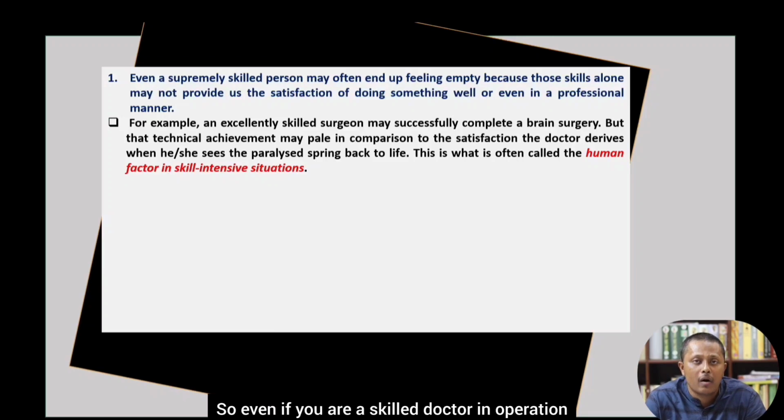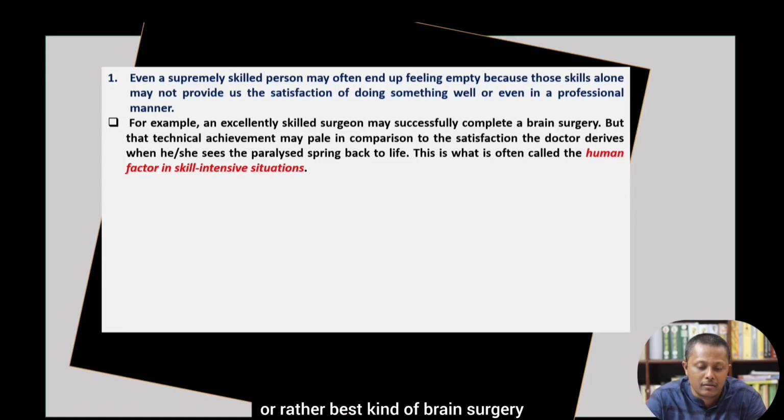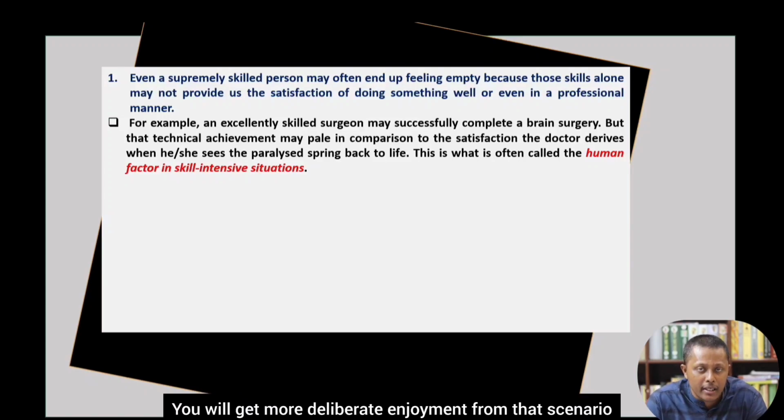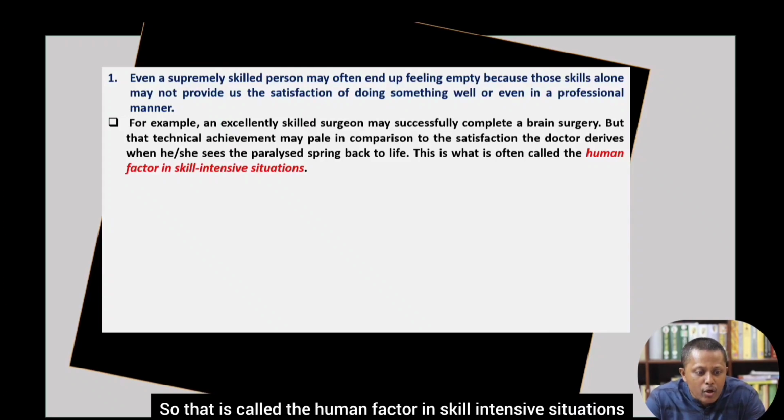So, even if you are a skilled doctor in operation, you can do the best kind of brain surgery, but the kind of satisfaction you are demanding from your work, you may get from the paralyzed person who is getting their life back. You will get more deliberate enjoyment from that scenario. So, that is called the human factor in skill intensive situations.